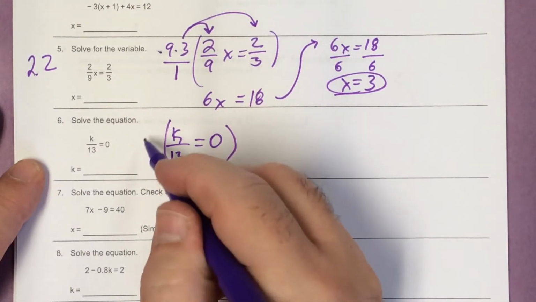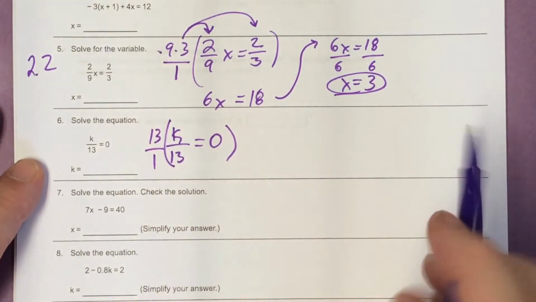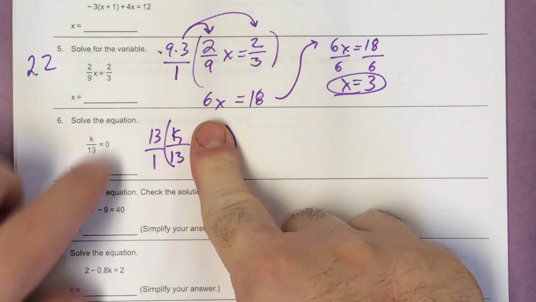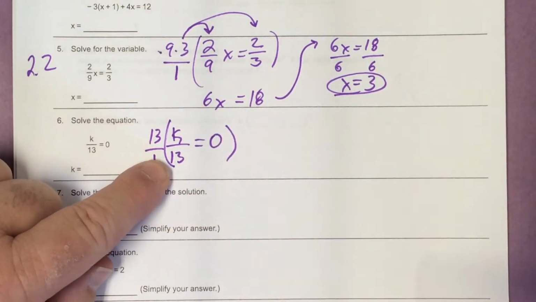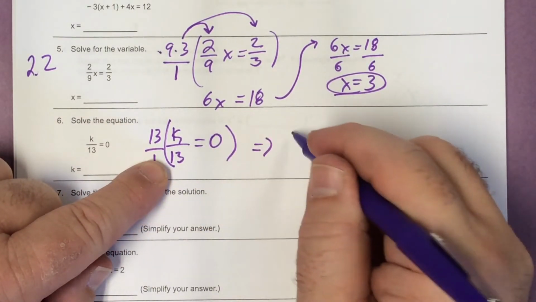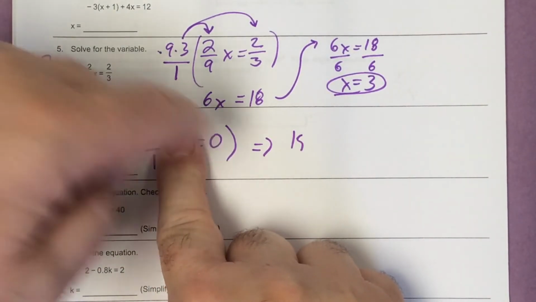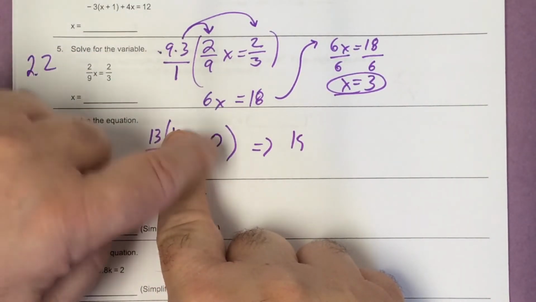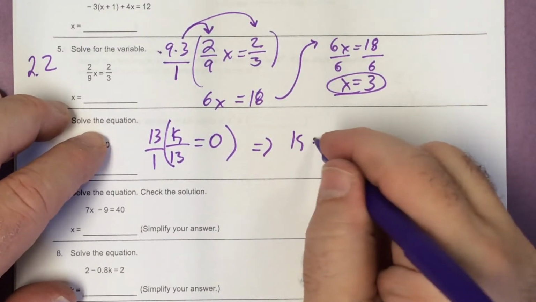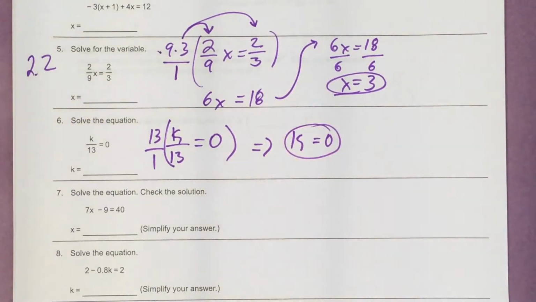So how am I going to do that? I'm going to multiply everything by 13 over 1. When I multiply this side, the 13s cancel automatically, and that's just going to give me k. If I multiply 13 by 0, there's nothing to reduce the 13 with here, but 13 times 0 is just going to give me 0. And that question is now solved.